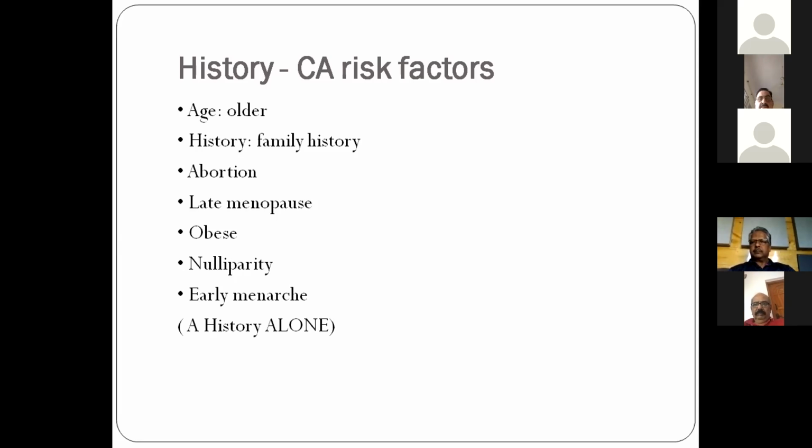It is very, very important that you keep all these points, the risk factors for breast cancer, in mind and elicit your history depending on that.